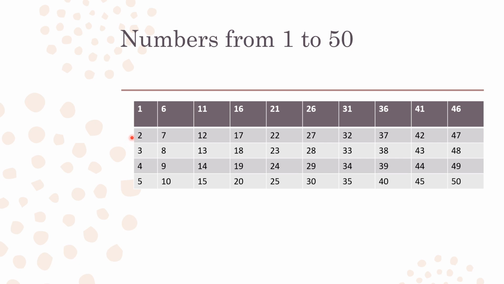Let's start with 2. Is 2 prime or composite? Let me check. First, you have to check the factors of 2, right? The factors of 2 are 1 and 2, and that's all. So you have only two factors, and since you have two factors, it comes under prime numbers. 2 is the only even prime number. Let me check the next even number, 4. All even numbers come under the 2 table, so you will get a minimum of 3 factors for every even number except 2.